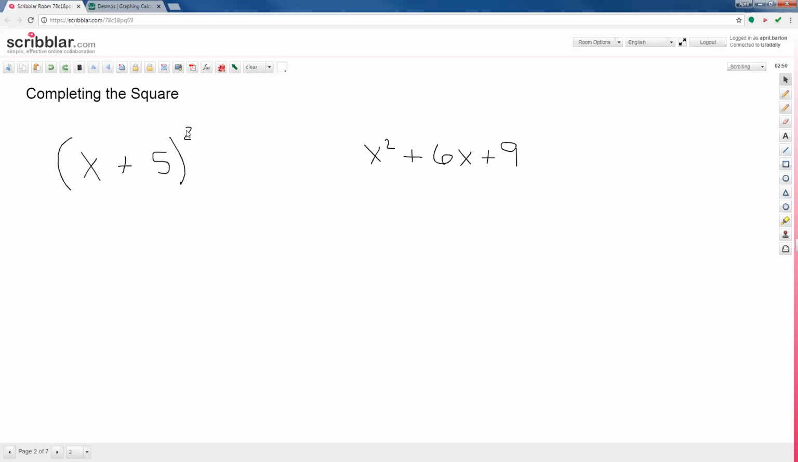You'll notice I have this expression here, some parentheses with the squared. This is called a binomial because there's 2 terms. X is a term and 5 is a term.